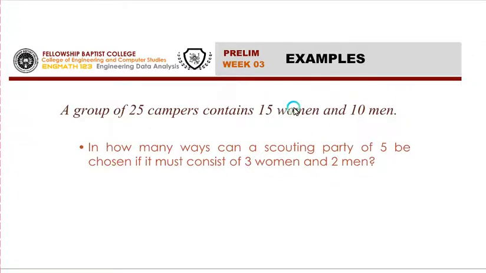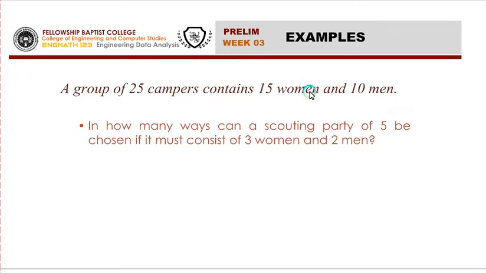Composed of 3 women and 2 men. So, how many possible ways? Based on this problem, we see that 3 women can be chosen. So, the 3 women, we can choose them from our 15 women.